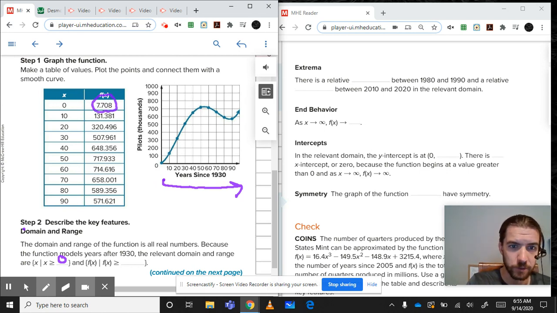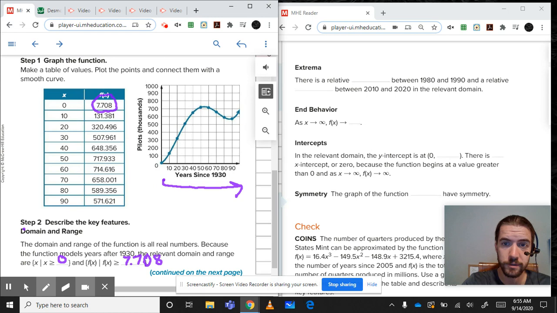On the graph, it kind of looks like we're down at 0, but that's just because our increments are very large. There are 100 on each little box on the y-axis. But in reality, we're not starting at the origin. We're starting at 7.708 and all of our outputs of the function. So f of x is always greater than 7.708. Looking on the right side of the screen, this continues on to the next page of the book.